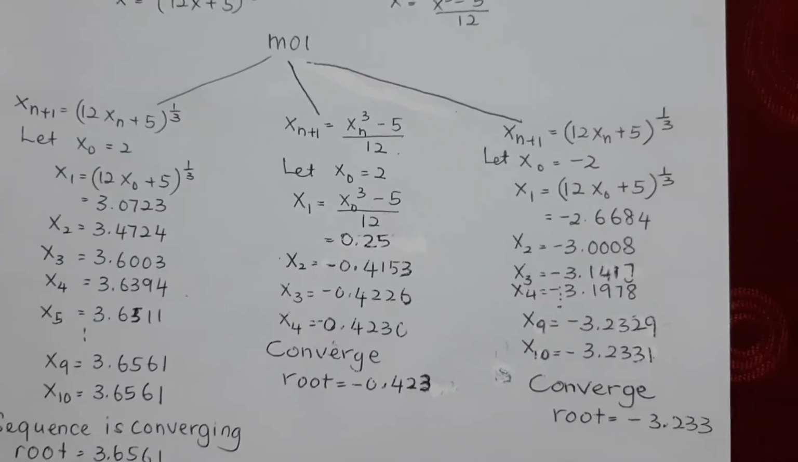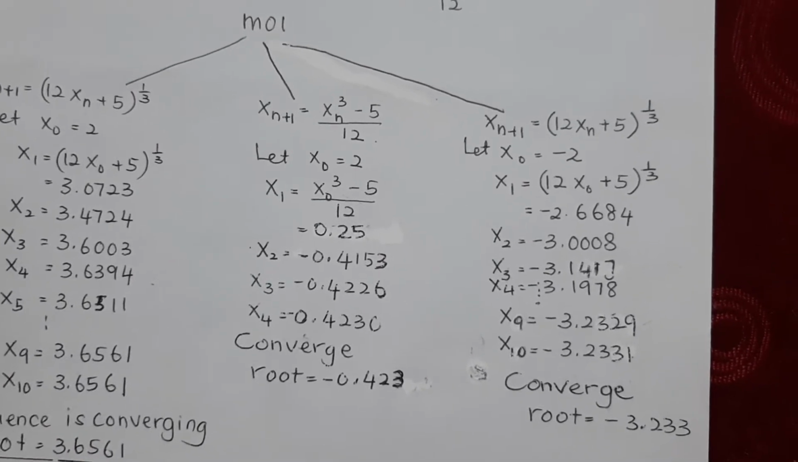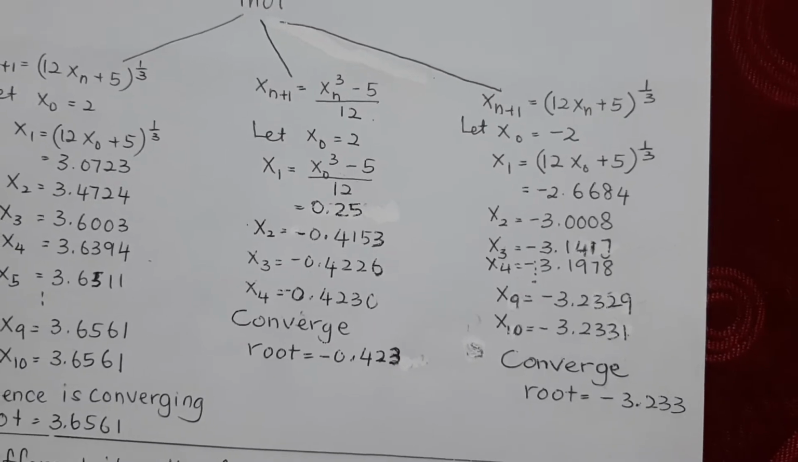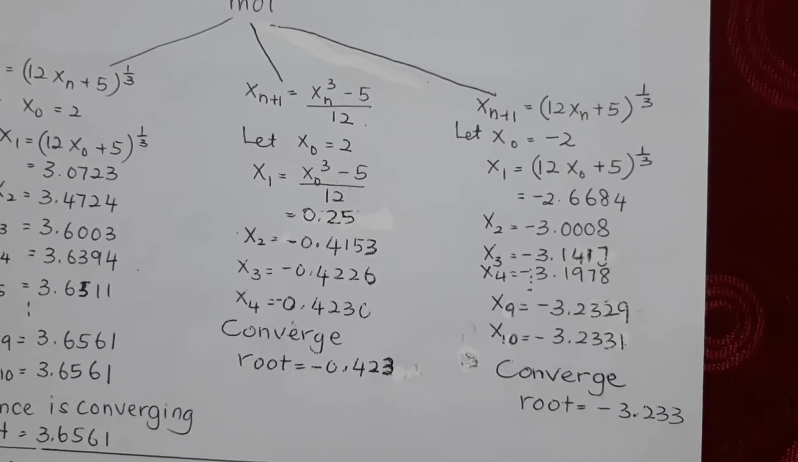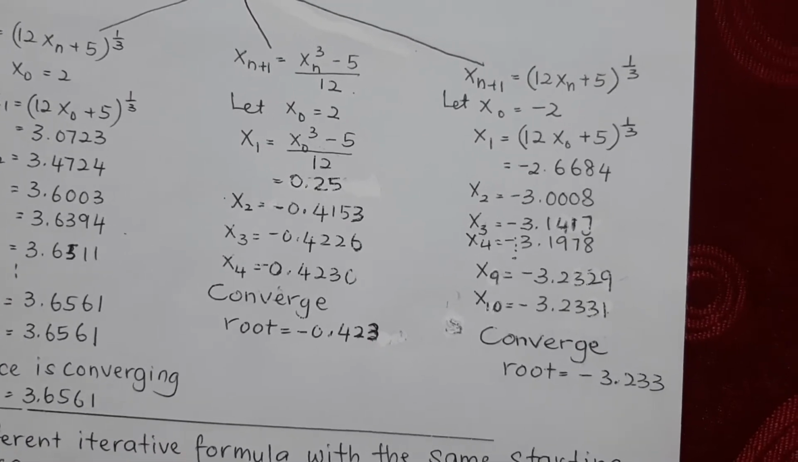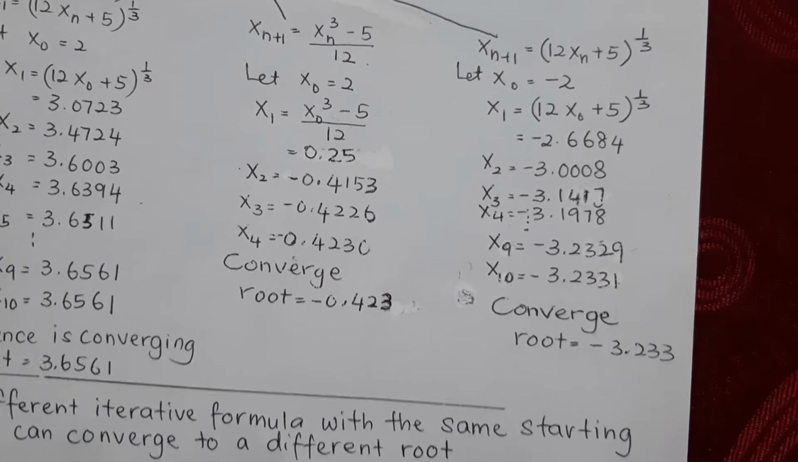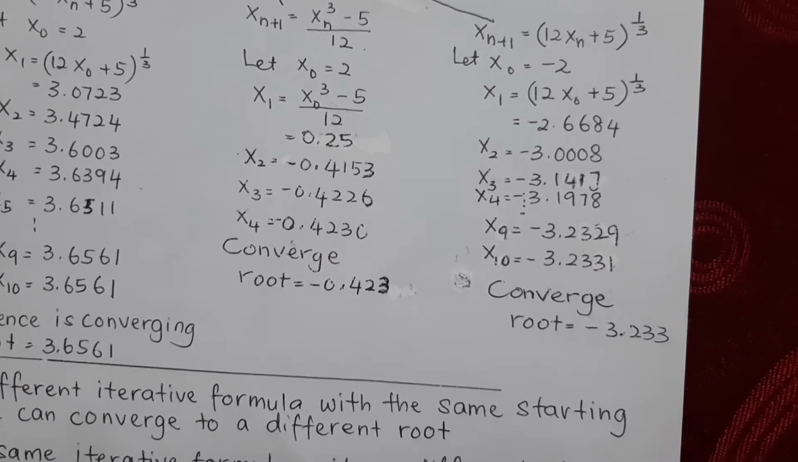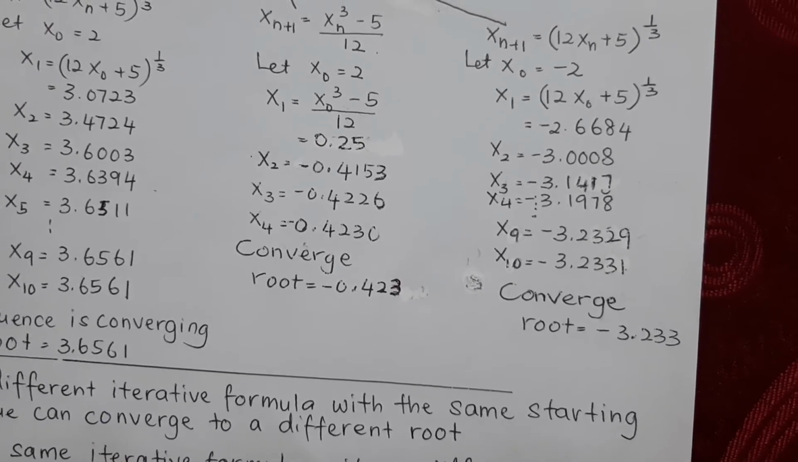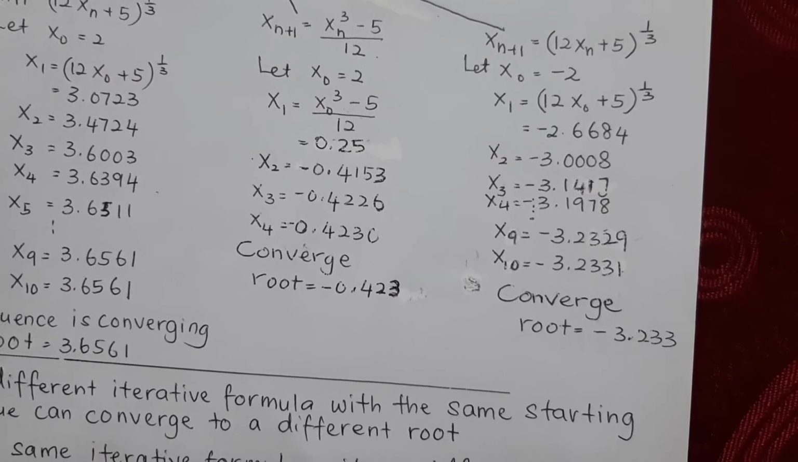And the last set, we're going to use the first formula, except now the initial guess is -2. With an initial guess of -2, you have iterations. It started off with x1 as -2.6684. Quite long here, the iteration. I get up to the 10th iteration, the 9th and 10th iteration, and they don't change that much.